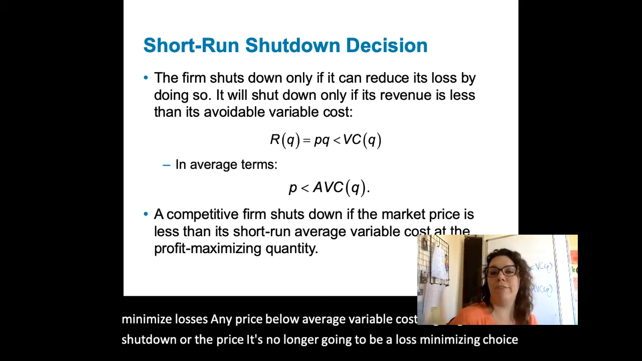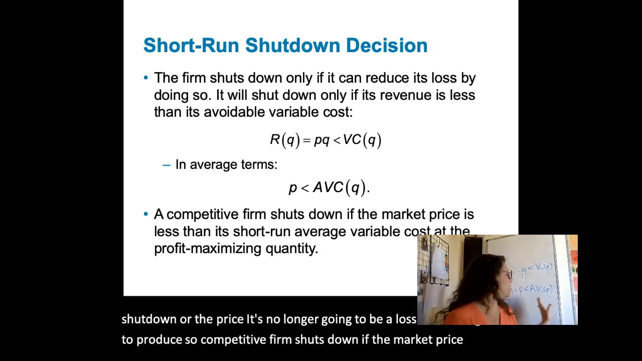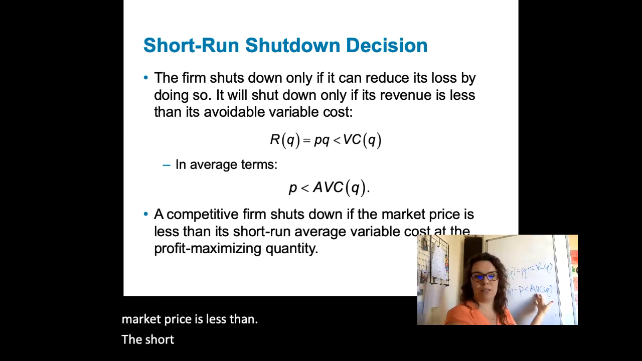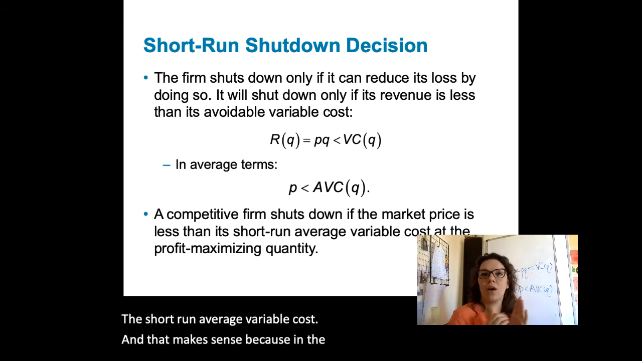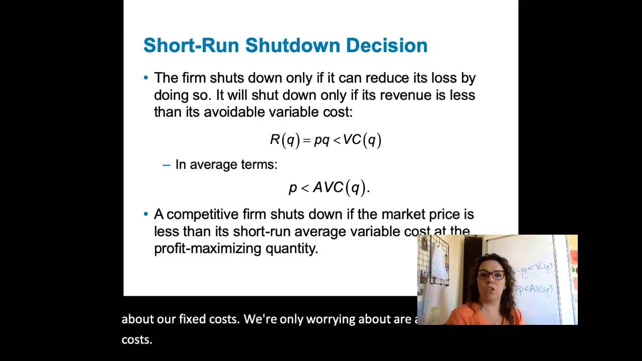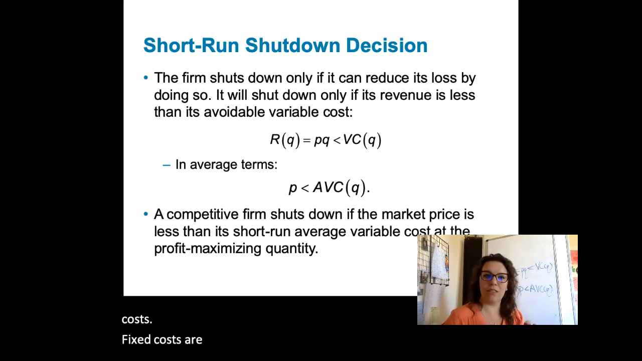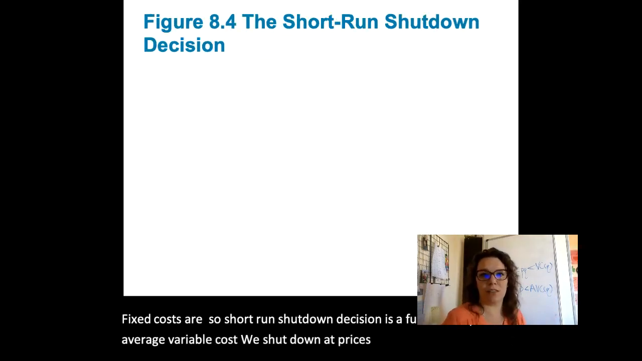So a competitive firm shuts down if the market price is less than the short run average variable cost. And that makes sense because in the short run, we are not worrying about our fixed costs. We're only worrying about our avoidable variable costs. The fixed costs are sunk. So short run shutdown decision is a function of price and average variable cost. We shut down if price is below average variable cost.